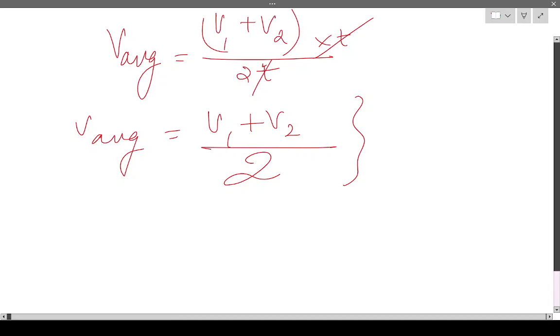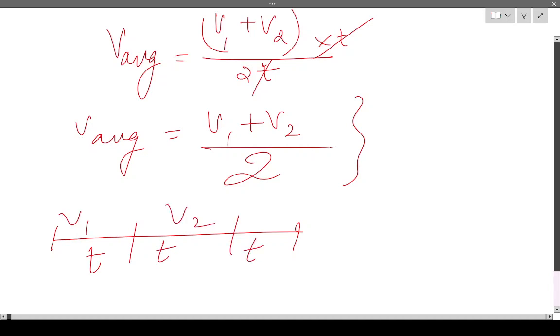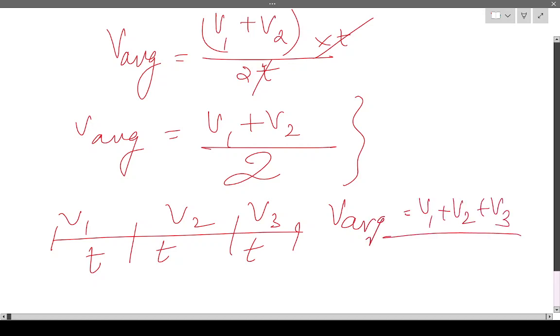Not always can you use a simple average. Okay. Suppose you are covering three equal time intervals t, t, and t with speeds v1, v2, and v3. Now what is v average? v average is nothing but v1 plus v2 plus v3, whole divided by 3. Okay. So three cases we discussed, and I hope it is clear. If it is not clear, please pause the video and watch this lecture once again. Then it will be clear to you.